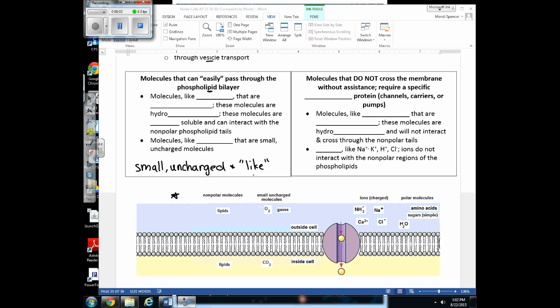So let's add some answers to these blanks in this box. So molecules like lipids can easily cross. These are nonpolar molecules. And they're going to be hydrophobic.